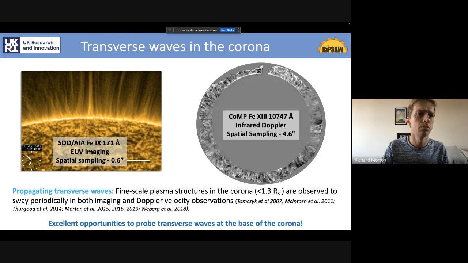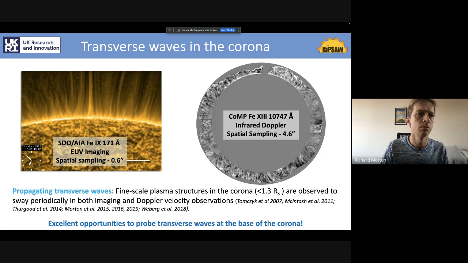Basically we drove it with an amplitude that we see in SDO. We drove the waves with amplitudes distributed between 5 and 25 kilometers per second. As soon as you start integrating over a number of different structures, so here this is showing the number of simulations that we stacked behind each other before calculating the synthetic emission, you see that the Doppler velocity amplitude drops right down to about 1 to 2 kilometers per second, which is roughly in line with what CoMP sees.